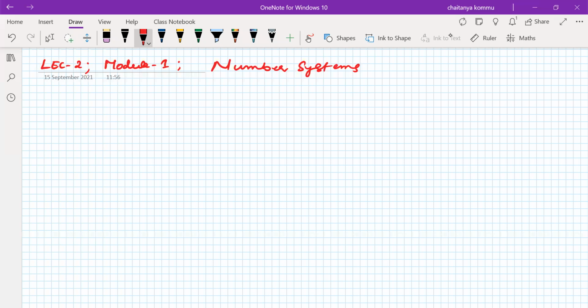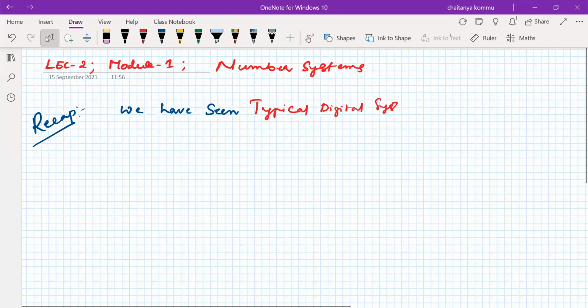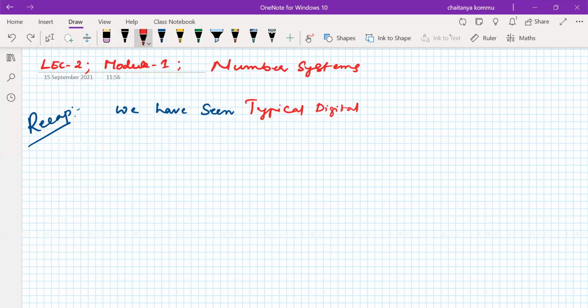Okay, so don't worry. Let us recapitulate what we have seen. In the last class we have seen what a typical digital system is all about, how the digital system looks, and what its main functionality is.